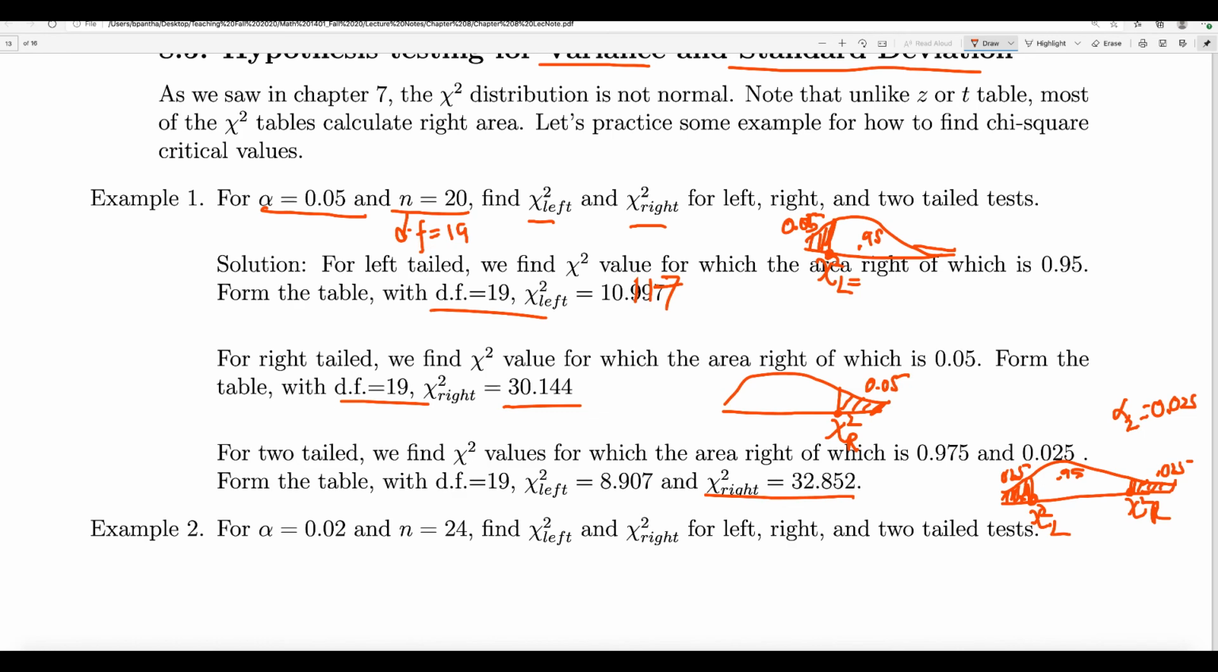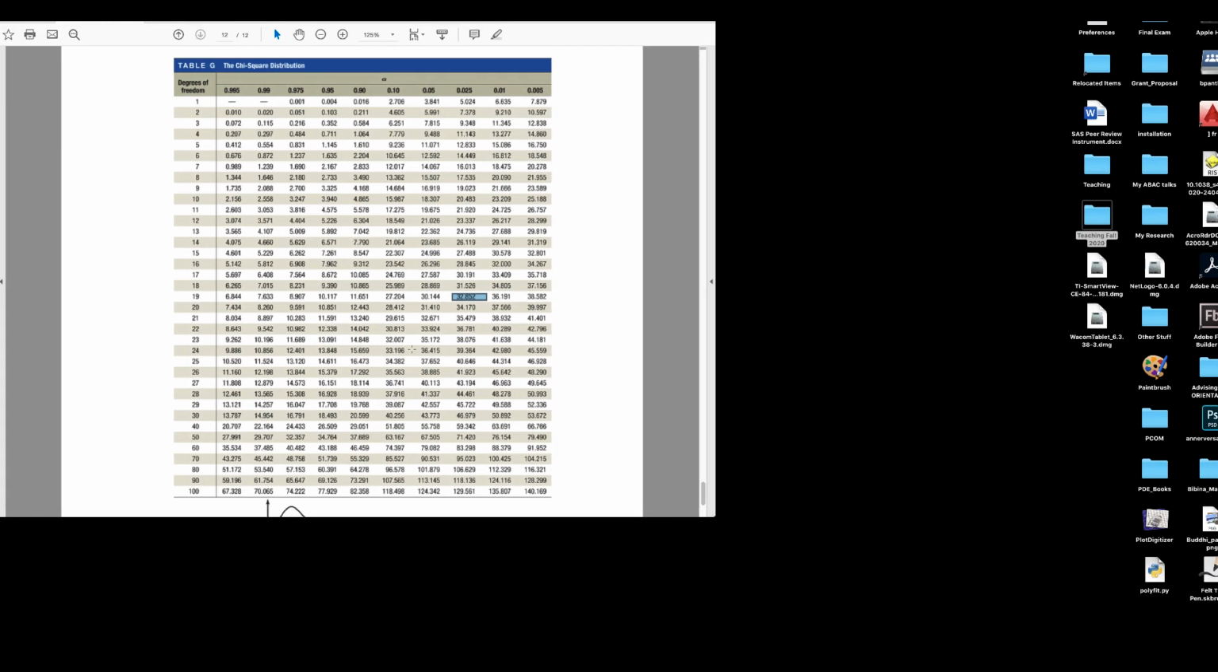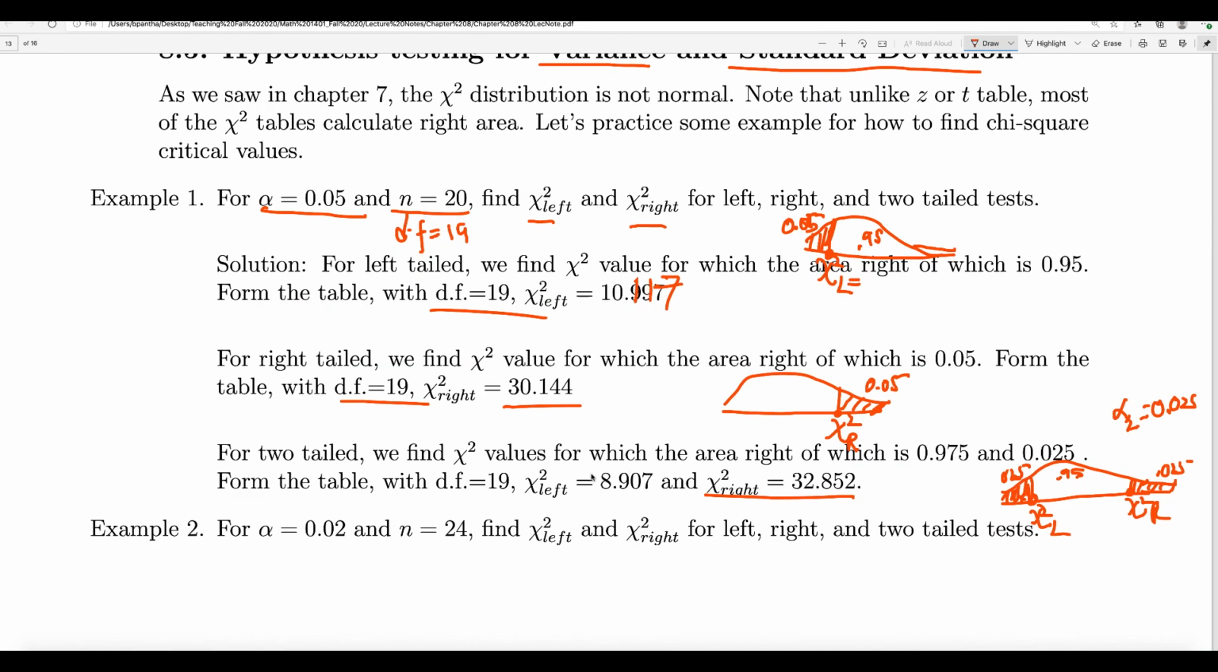0.975. Okay, how do I do that? Go to that column of 0.975, and then 19 degrees of freedom is 8.907. That's what you get, 8.907. You see that? That is the chi-square left. So this is how we find out the chi-square left and chi-square right using the calculator.